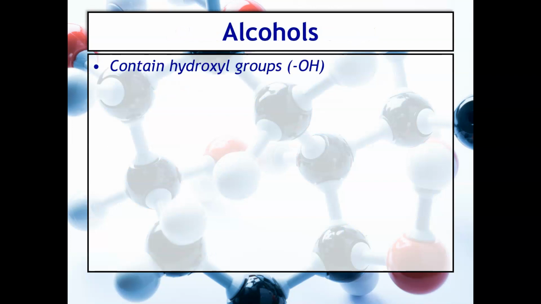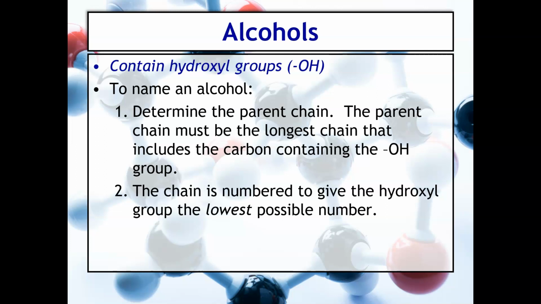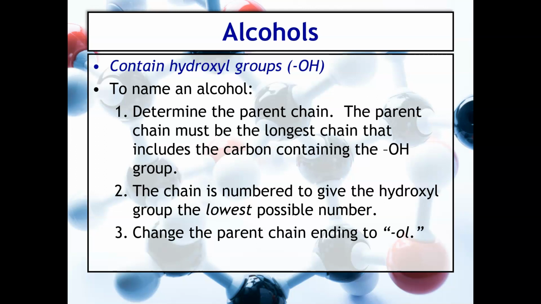So first, with alcohols, we can identify them because they contain hydroxyl groups or OH groups. To name an alcohol is very simple. You have to determine the parent chain, just like we did before. The parent chain must be the longest chain that includes the carbon containing the OH group. The chain is numbered to give the hydroxyl group the lowest possible number. You have to change the parent chain ending to OL.